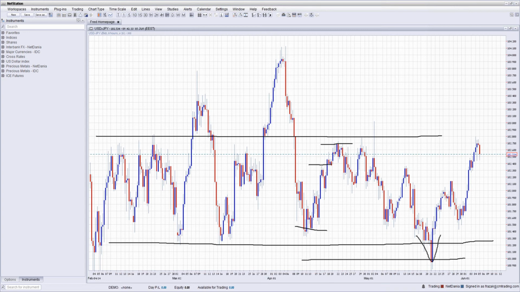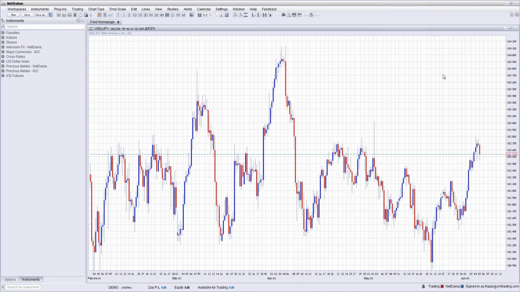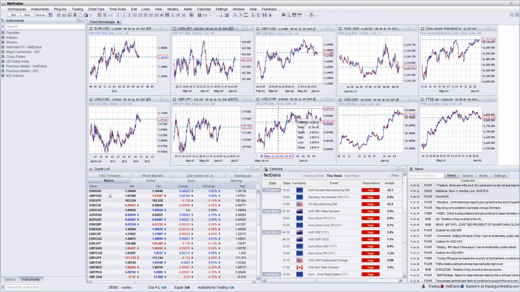Okay, so definitely some major opportunities to just trade the range. So you don't have to just buy and hold the entire time. Just short the top, buy the bottom of the range, and you'll make some money.